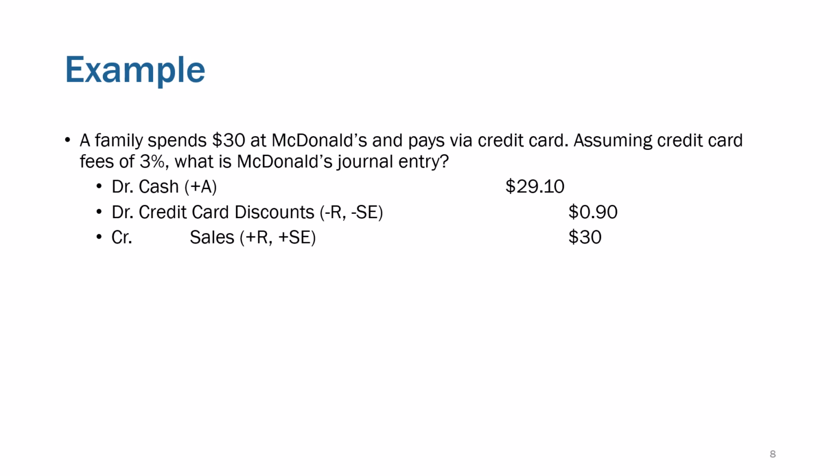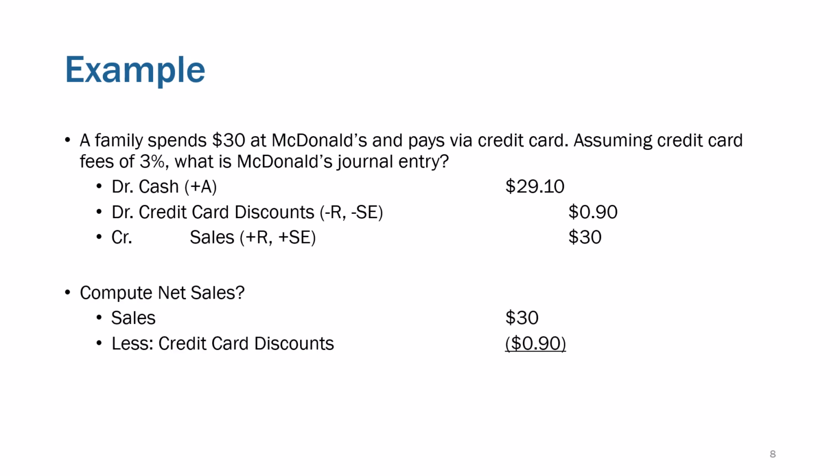They only get $29.10. Compute net sales: $30 of gross sales, 90 cents of credit card discounts is $29.10 of net sales. The next one, sales discounts. Of the 3 that we're going through today, we're going through 3 adjustments to sales. This, to me, is definitely the toughest one. All right, so the middle one is the toughest one here.